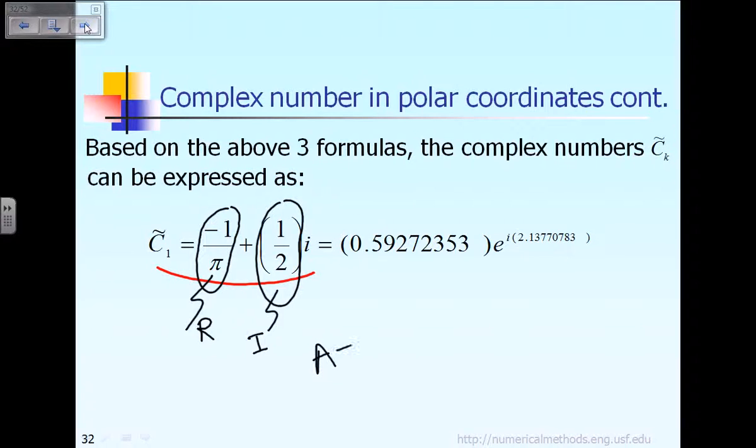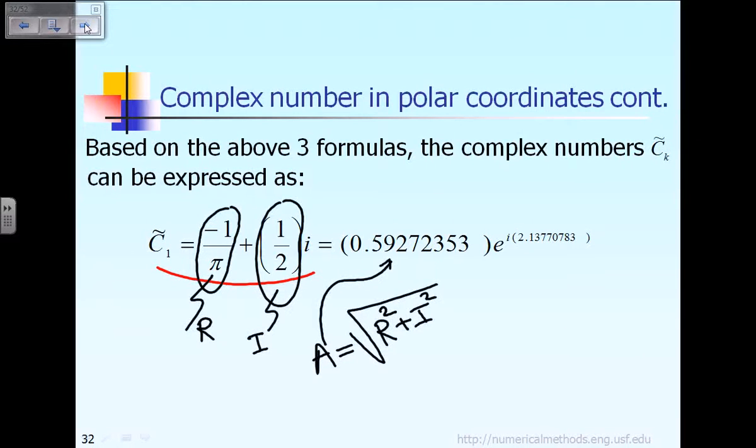And the amplitude A, as I told you earlier, is equal to the square root of the real part squared plus the imaginary part squared. So for this particular case, if you plug in the value for the real and the imaginary part, the value of A is equal to 0.5927. So that is the amplitude.